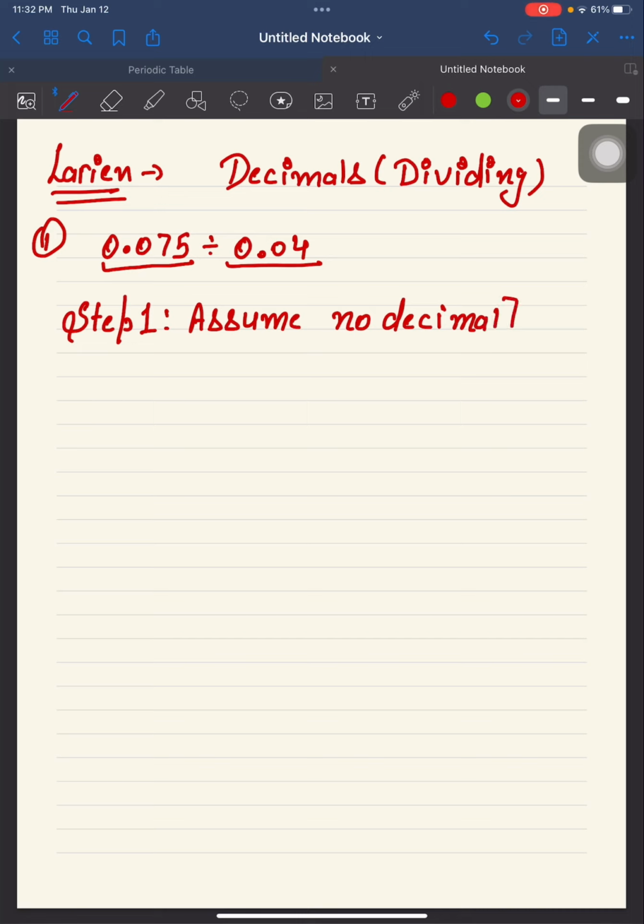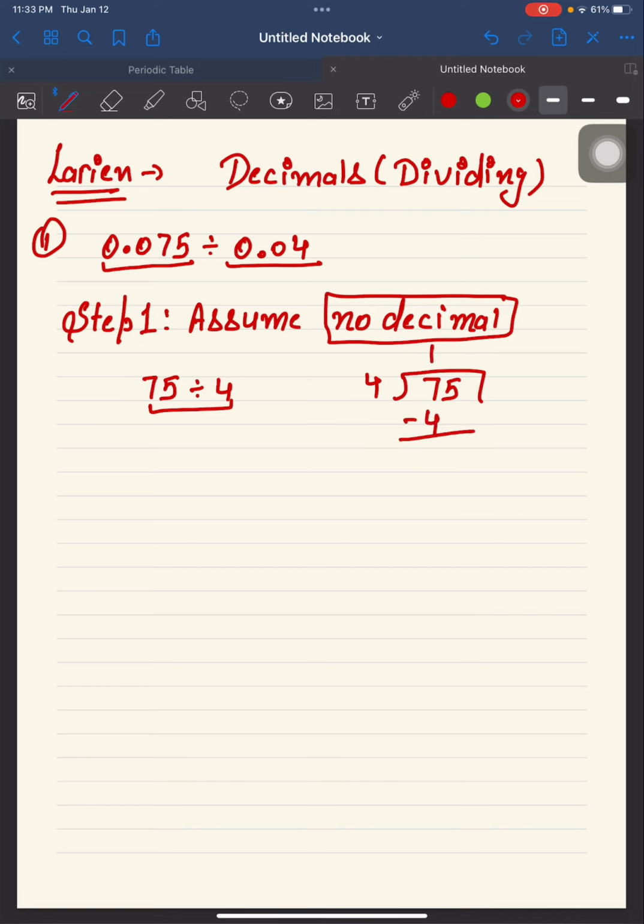So if there is no decimal, what are the numbers? Numbers are going to be 75 and 4. So we will divide them. We'll have a look at the division as well, because the answer will not be a whole number. The answer for this division will be a decimal. So 75 goes in, 4 out. Closest to 7 in 4's table is 4. Where does it come? At 1. 7 take away 4 is 3.